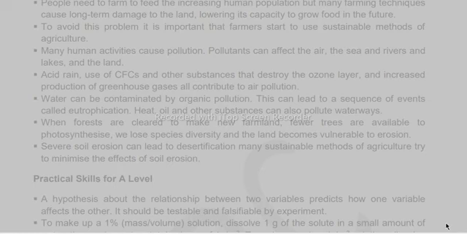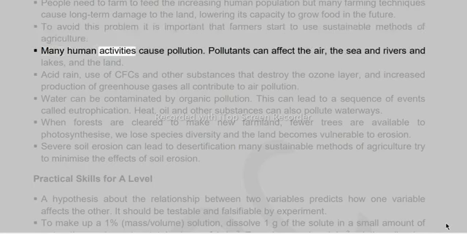People need to farm to feed the increasing human population, but many farming techniques cause long-term damage to the land, lowering its capacity to grow food in the future. To avoid this problem, it is important that farmers start to use sustainable methods of agriculture.